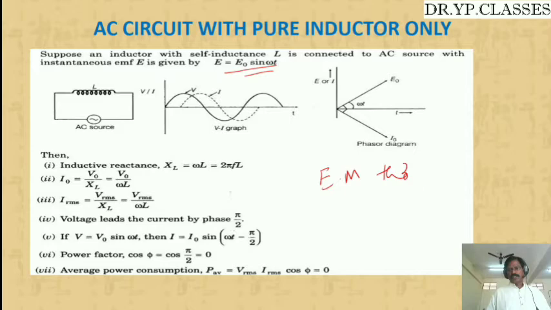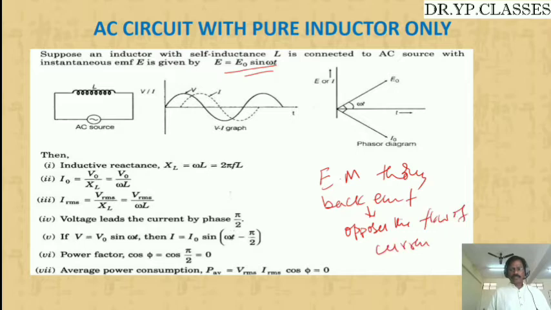We have to consider electromagnetic theory and the back EMF. This back EMF is produced in the coil itself. This back EMF opposes the flow of current.